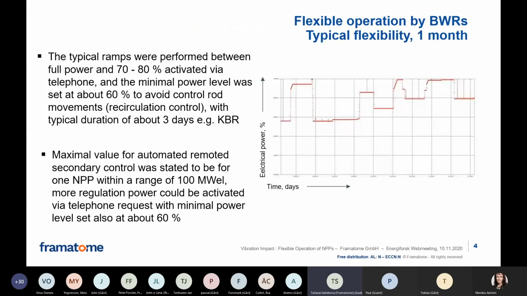I will go through some illustrations to show what it looked like. This is one BWR showing the classical, typical flexible operation over 1 month.